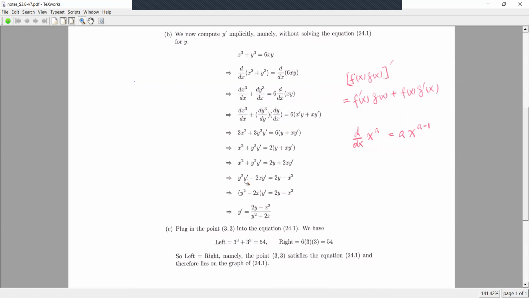On the left side, factor out y prime. Then I have this equation. Move the factor y squared minus 2x to the right side. Then I have this equation. And this is the result to part B.